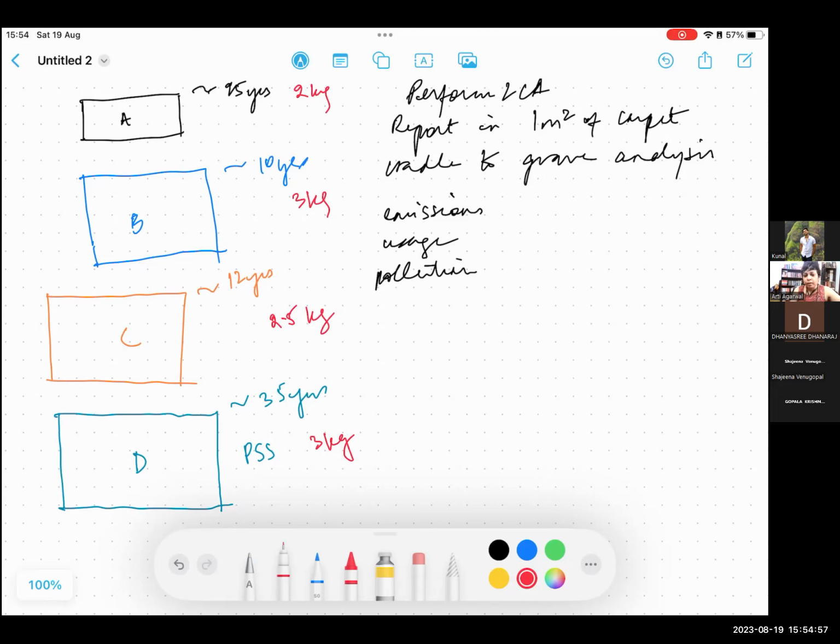Yes, ma'am. Because in 35 years, it is emitting only 3 kg. Then in 12 years, it is emitting 2.5, and in 10 years, it is emitting 3 kg. Yes, that is the point I was making earlier. I think with the diagram made like this, it's a little bit clearer.